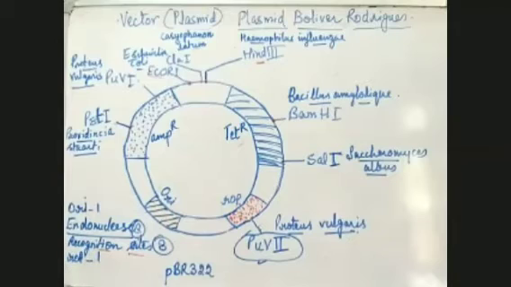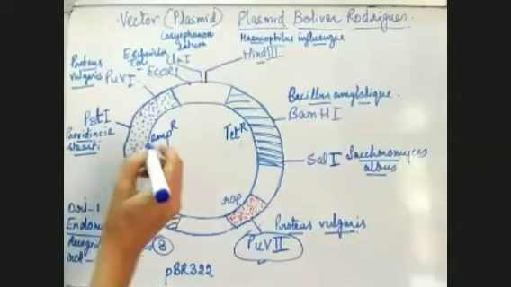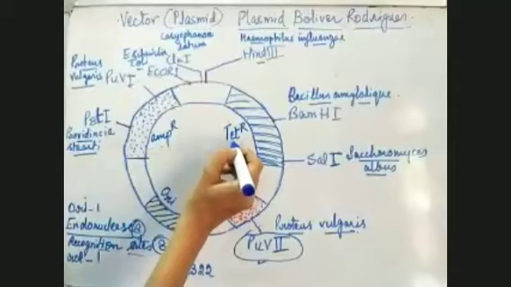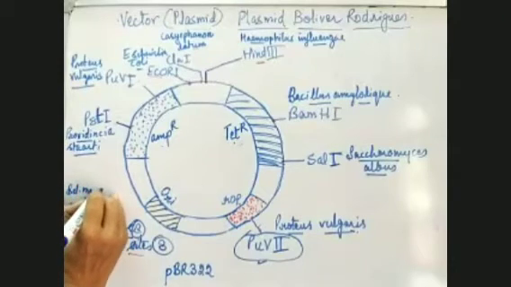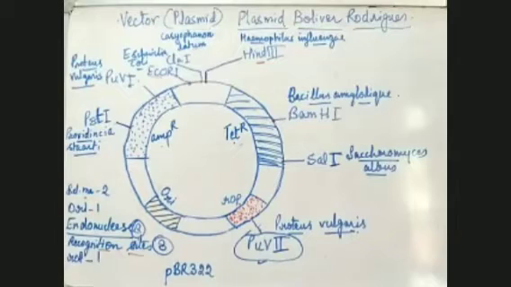Now there are markers also by which we will come to know that this is our plasmid in which we have inserted our desired gene. So how many markers do we have? One is ampicillin resistance, another is tetracycline resistance. So we have two selectable markers. So this is what we have out here.